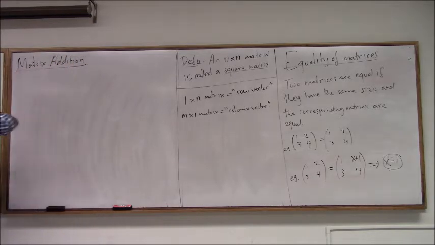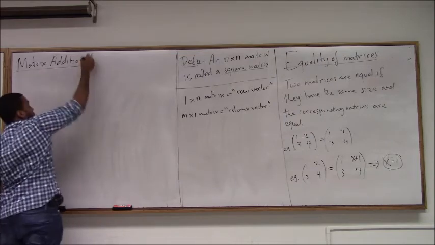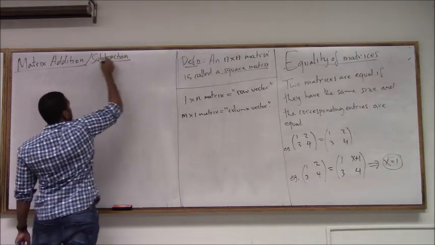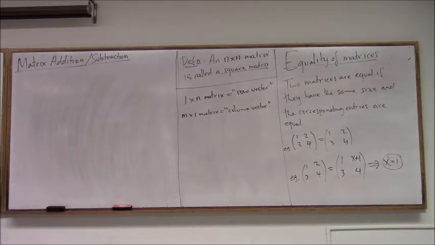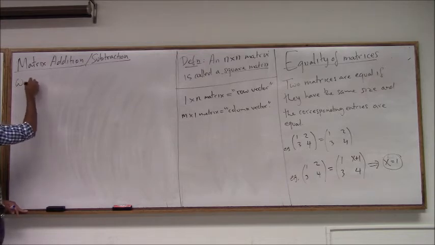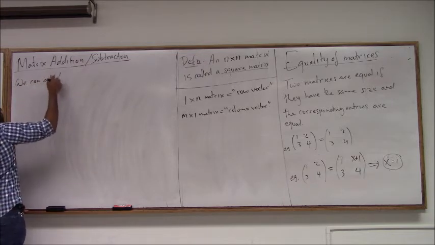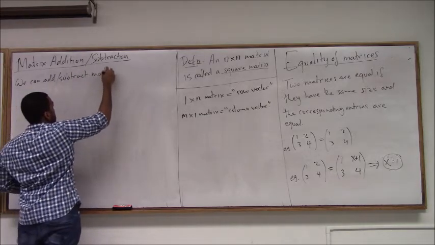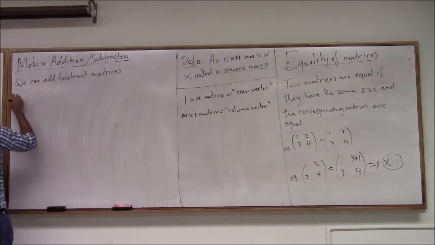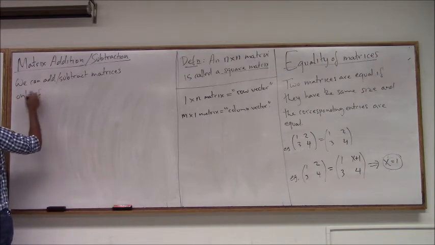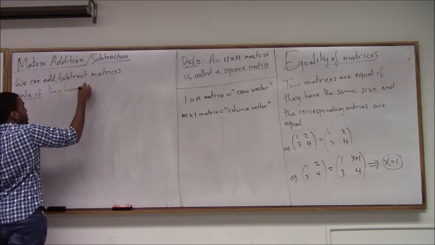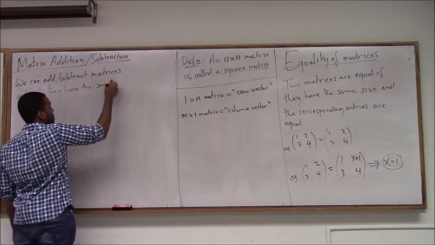It's addition. Let's do subtraction at the same time. Although, technically, we should define scalar multiplication first. Talk about subtraction, I think it's okay here. So, we can add and subtract matrices only if they have the same size.